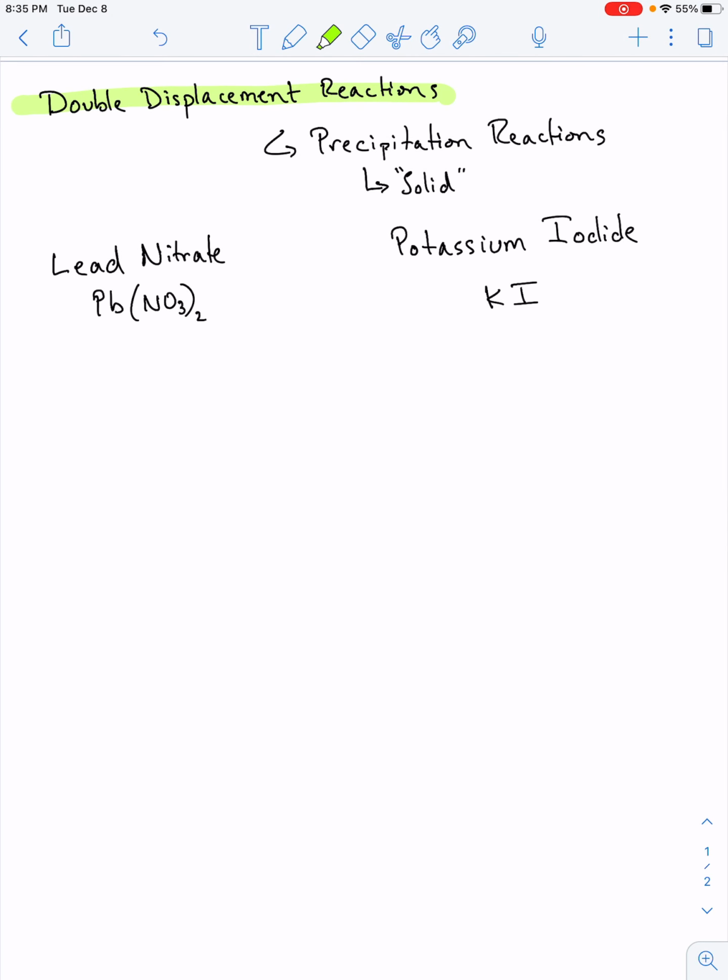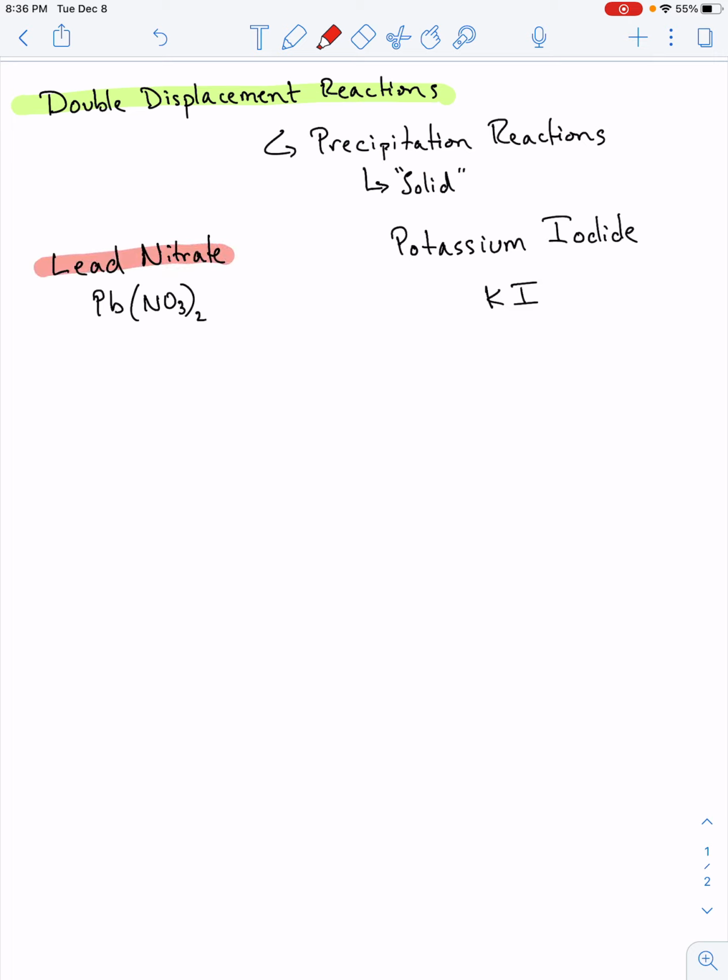All right, folks, this is a video on double displacement reactions. Remember, double displacement reactions usually take place when you have two aqueous solutions with ionic compounds, and those aqueous solutions swap the cation and anion, resulting in two new products. And so over here, we're going to do an example where we have lead nitrate as one of our substances.